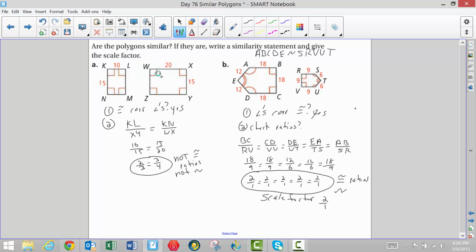So letter A, these were not similar because the ratios were not the same. Letter B, they were similar because corresponding angles were congruent and all the ratios between the corresponding sides were also congruent. They were all 2/1.